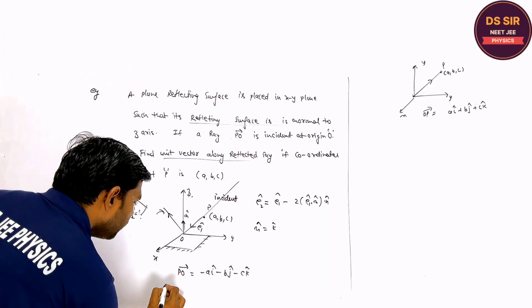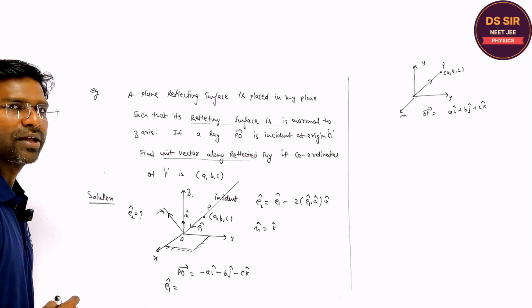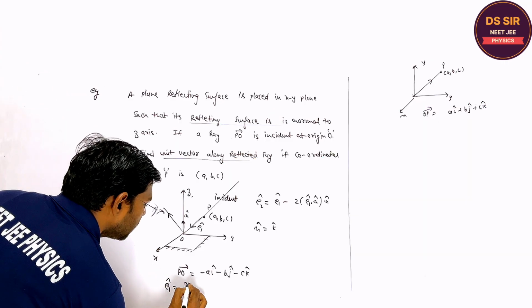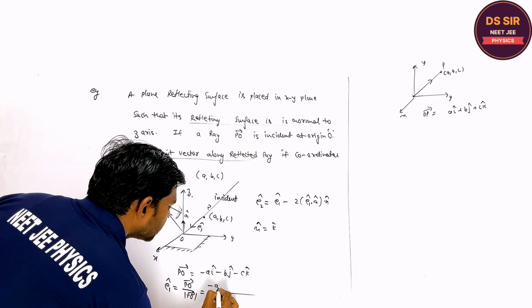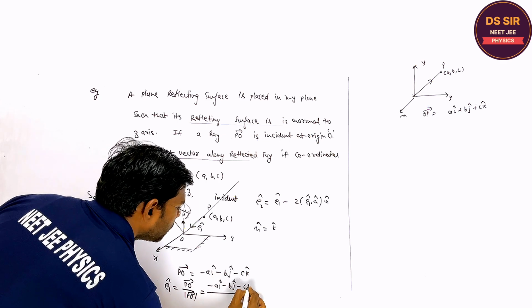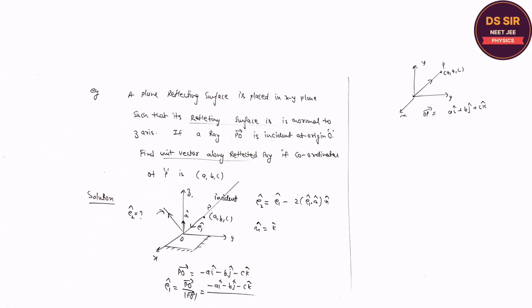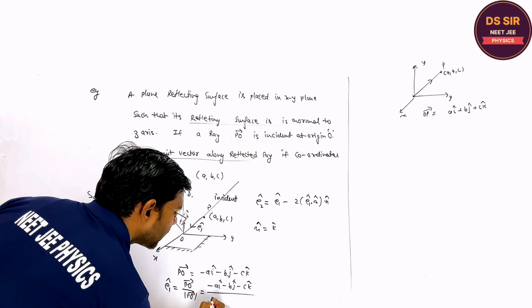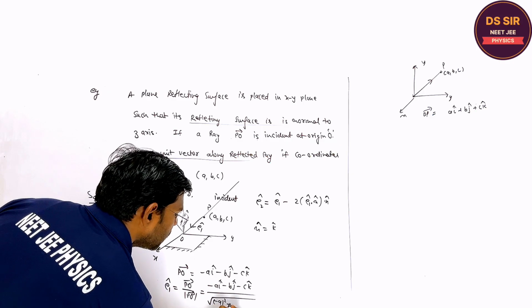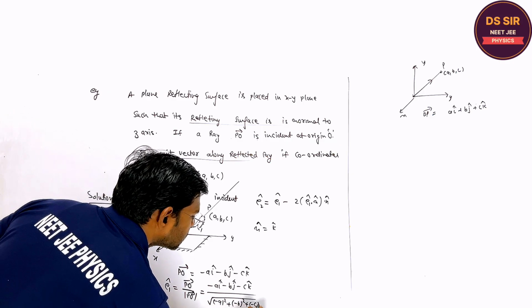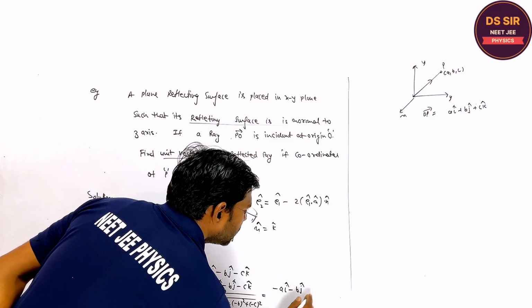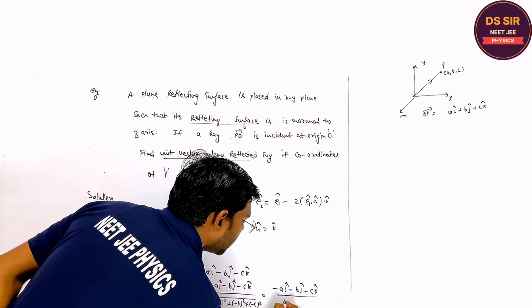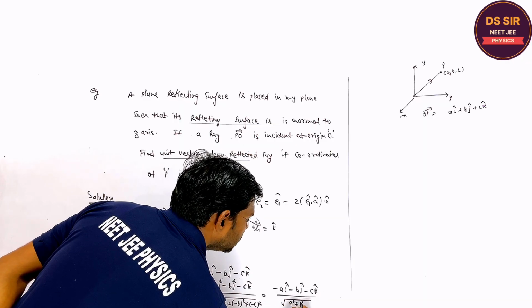So how to find the unit vector along the direction of the incident ray? Unit vector is nothing but the vector divided by the magnitude of the vector. So what is the vector? Minus a i cap, minus b j cap, minus c k cap. And what is the magnitude? Root over a square plus b square plus c square. So it is minus a i cap minus b j cap minus c k cap divided by root over a square plus b square plus c square. Is it clear or not?